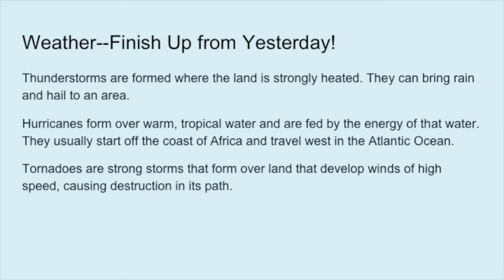The first one is thunderstorms. Thunderstorms are formed where the land is strongly heated. They can bring rain and hail to an area. So thunderstorms are where land is strongly heated.